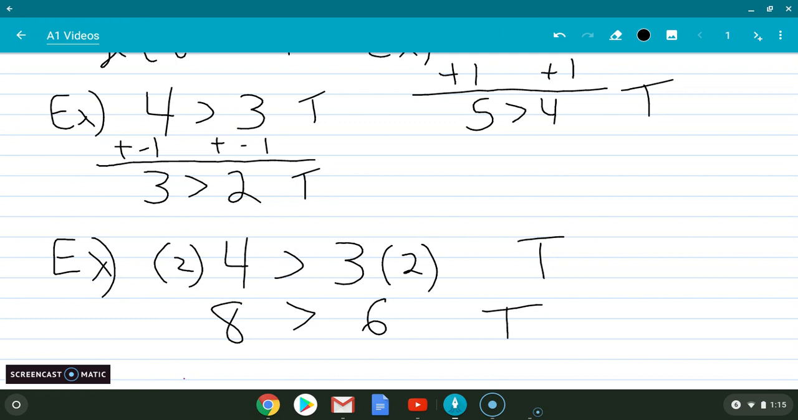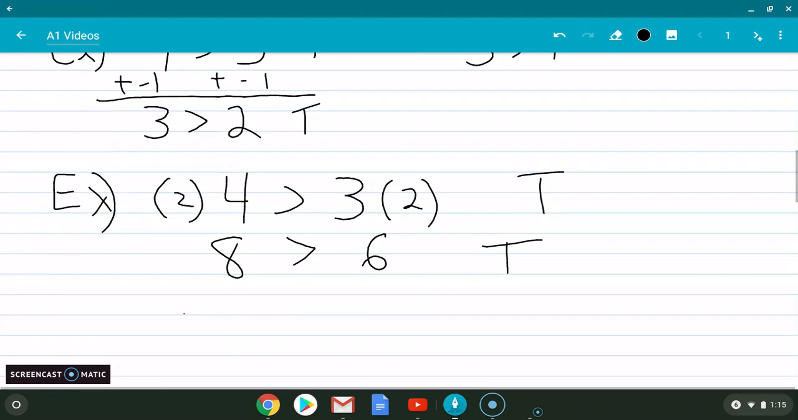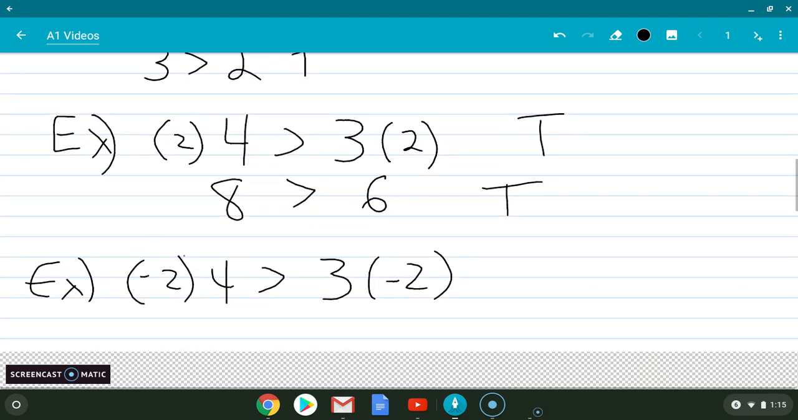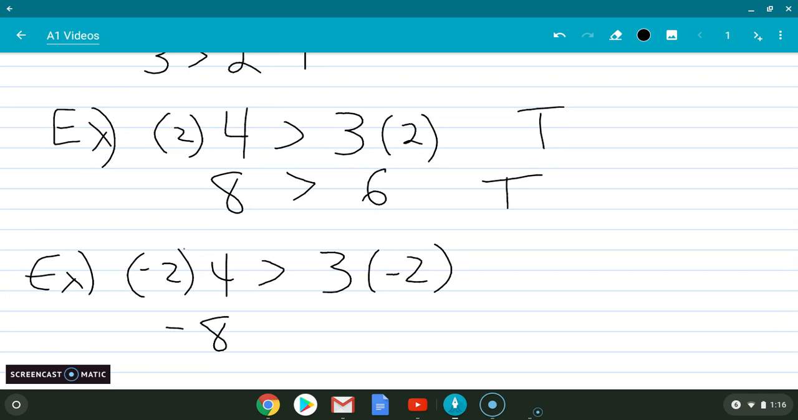So it would seem at first that multiplying both sides by a number will keep the statement true. However, watch this. What if now I start with 4 is greater than 3, but now I multiply both sides by negative 2? I have negative 8 and negative 6. I start off with a true statement. Is it still true that negative 8 is greater than negative 6? No, negative 8 is smaller than negative 6.